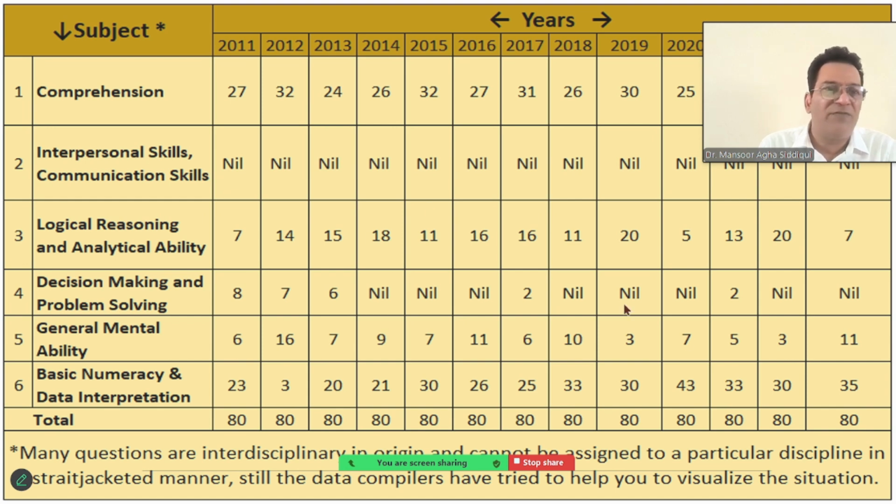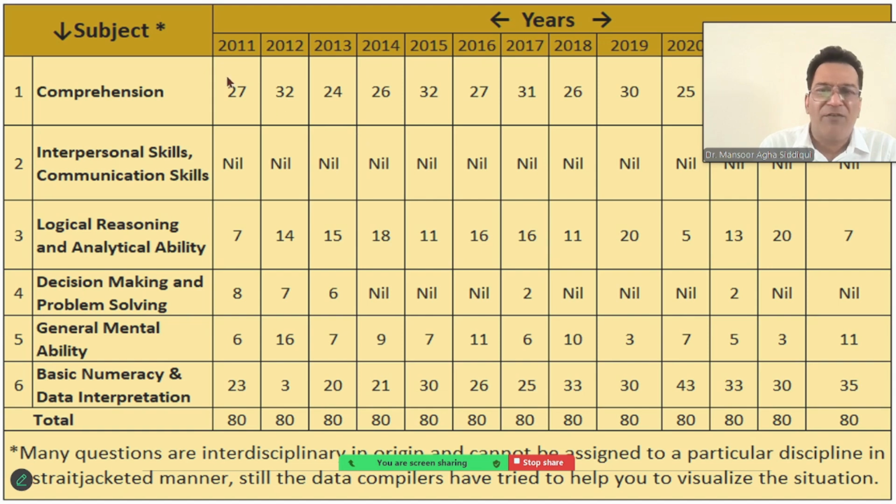So all the rest of the areas can come and go. All the rest of the areas can have fewer questions or more questions, but comprehension always has a clear 27 to 32 questions which will come every year. This is the only consistent part. Other things keep on increasing or decreasing.